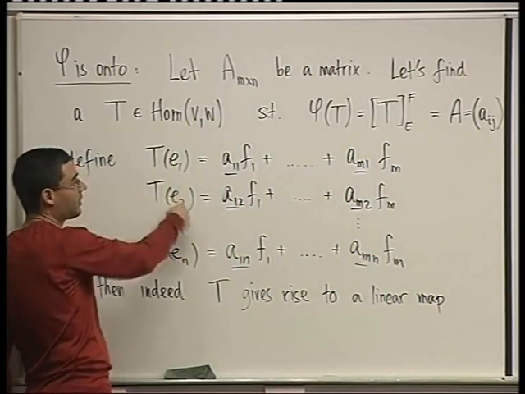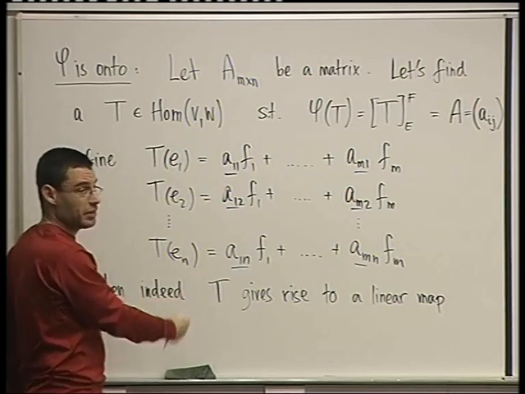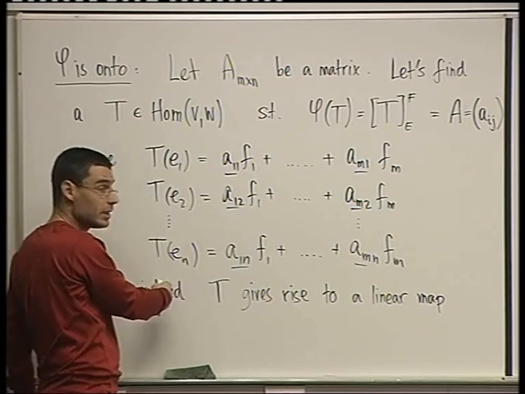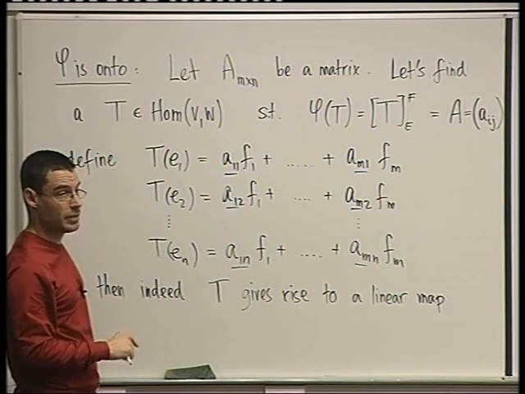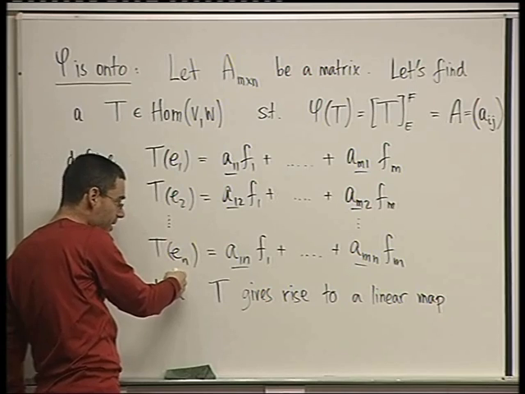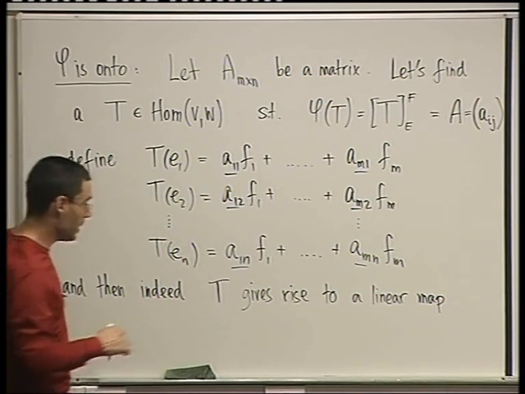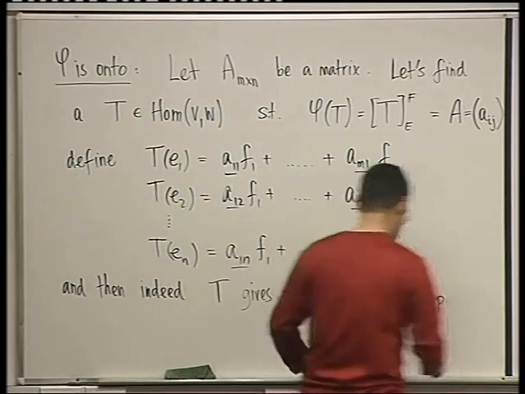T of some vector in V is going to be: write the vector as a linear combination of these, and then take the linear combination of the images, right? When T is defined on a basis, it fixes T on the entire space. Okay, so T gives rise to a linear map.